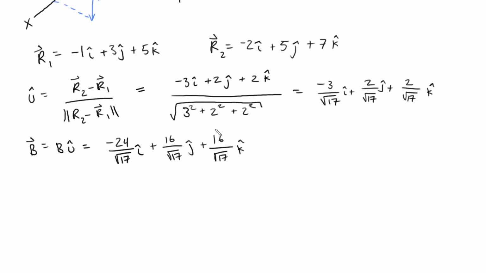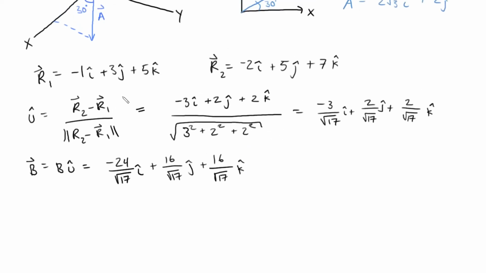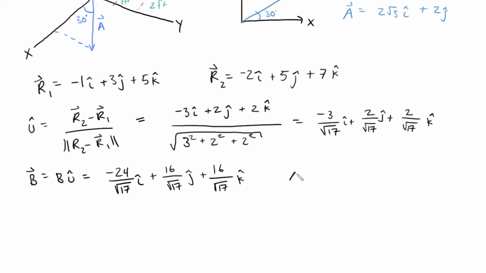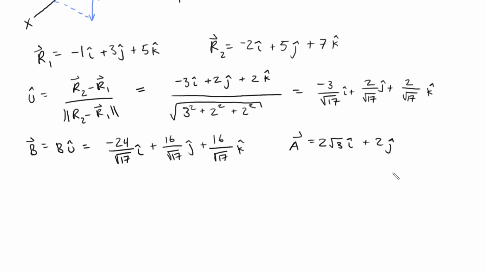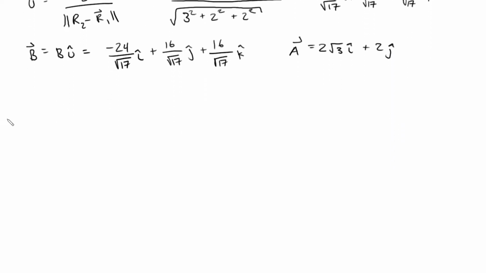So now that we have b defined and we have a defined, so a is equal to 2 square root of 3 i plus 2j, we could finally add and subtract these vectors. So what do we want to find? We will find a minus b, or a plus b. Do that one first. So a plus b is very simple.